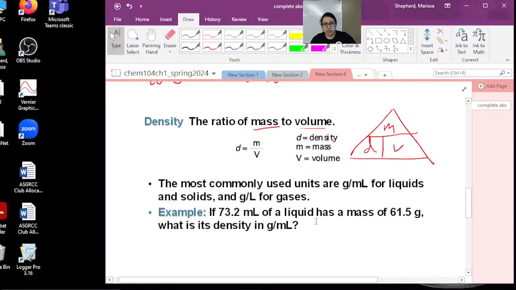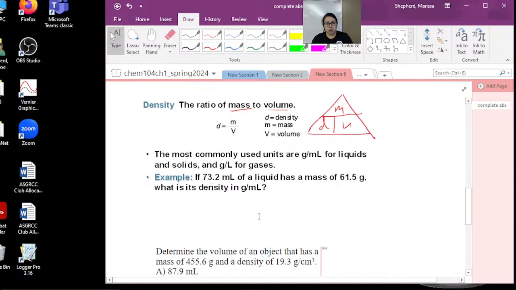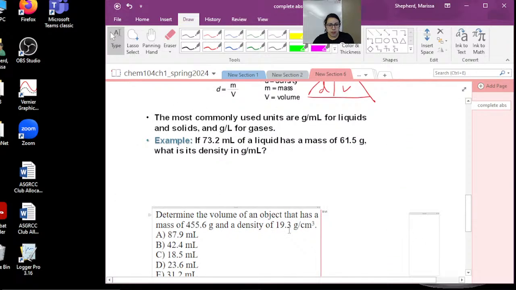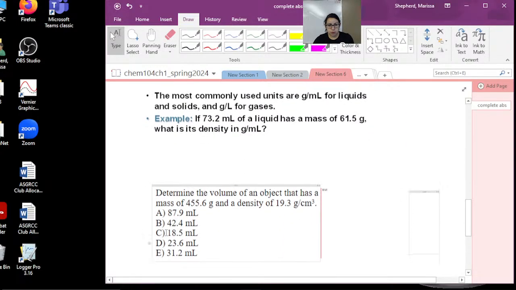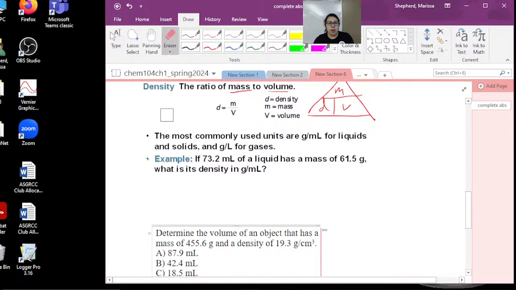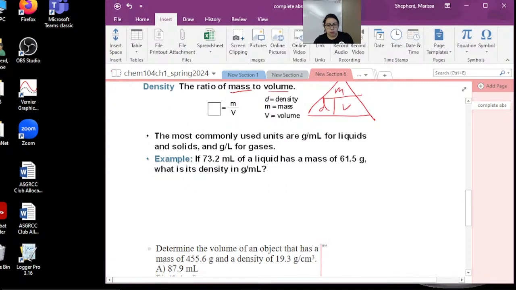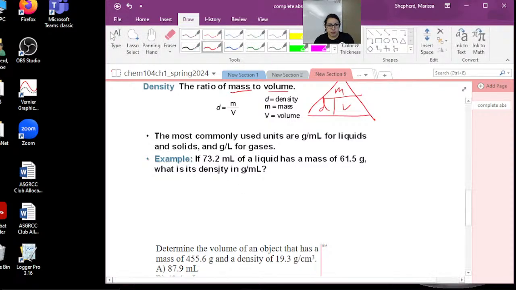And of course, you can also use your dimensional analysis. So we'll do that for this example problem. Now practicing our density: if we have 73.2 milliliters of liquid that has a mass of 61.5 grams, what's our density?